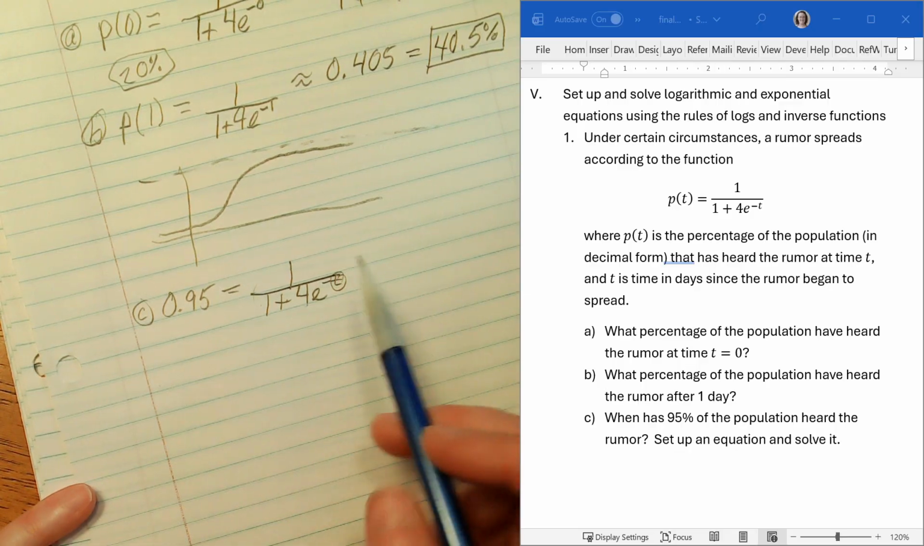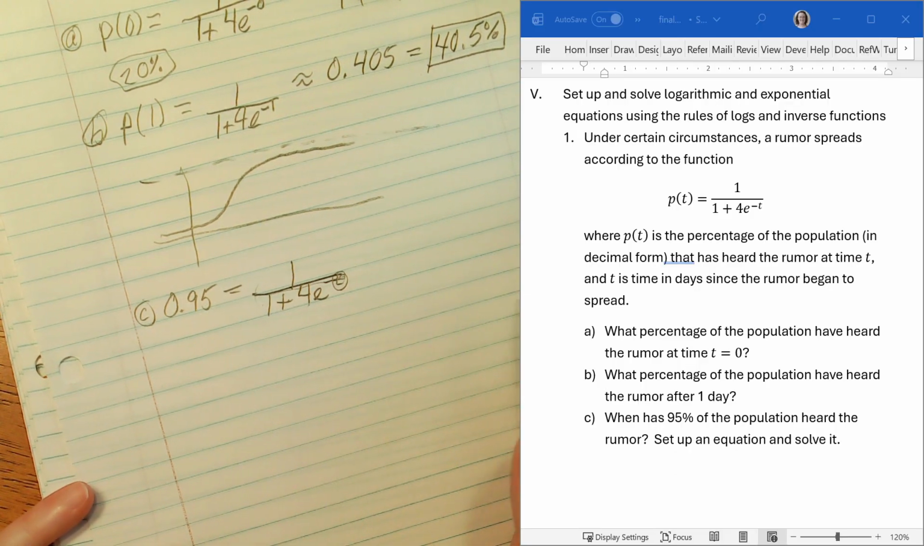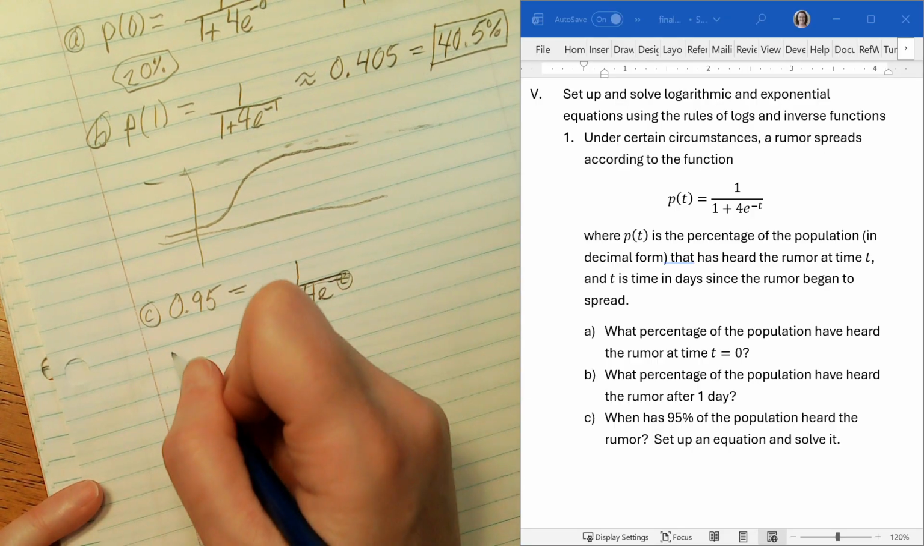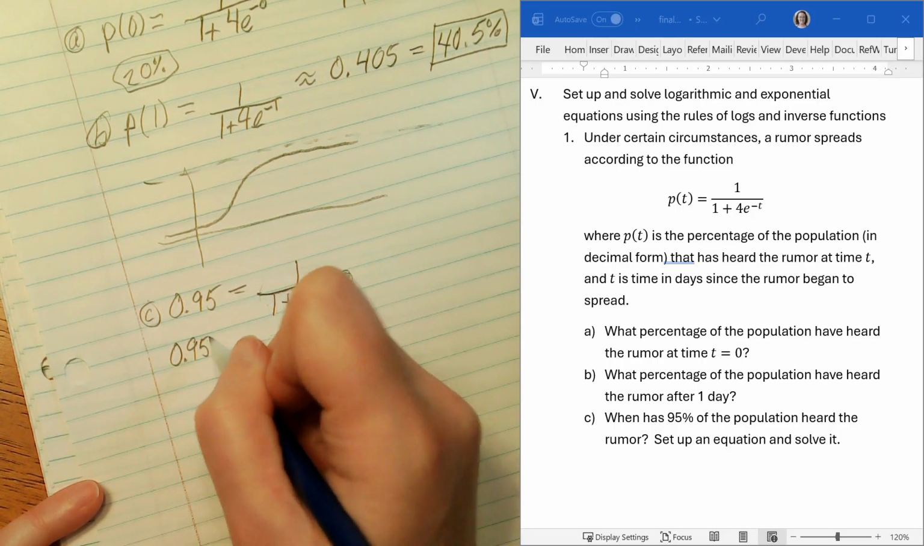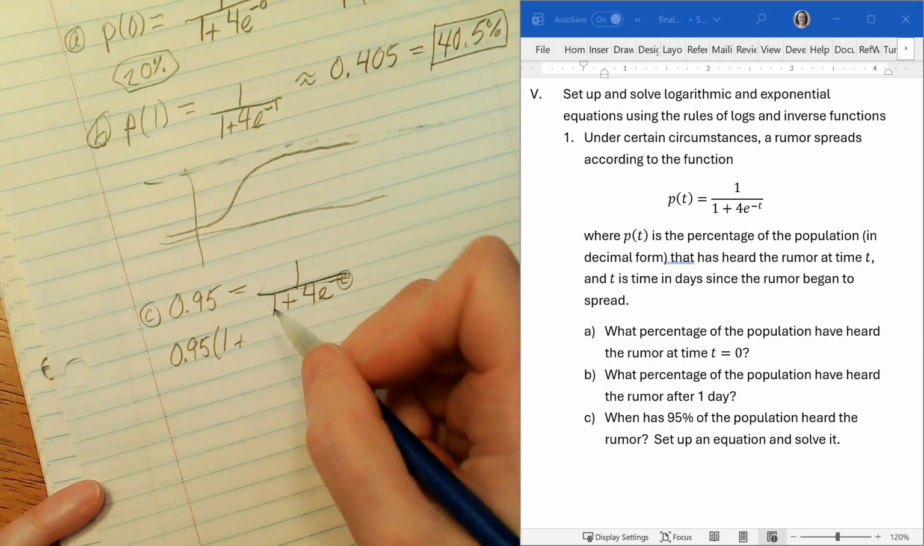So to start with, I'm going to deal with this fraction. Okay, so I'm going to multiply both sides by the denominator. And when I do that, on the left side, I'm going to get this.